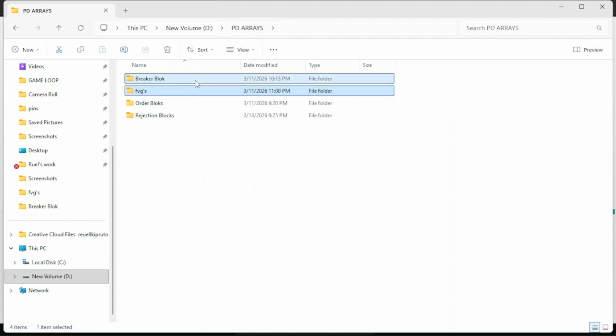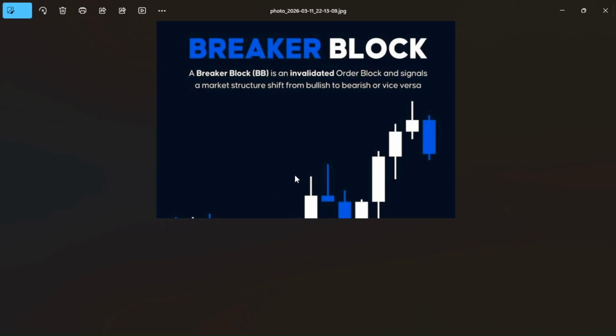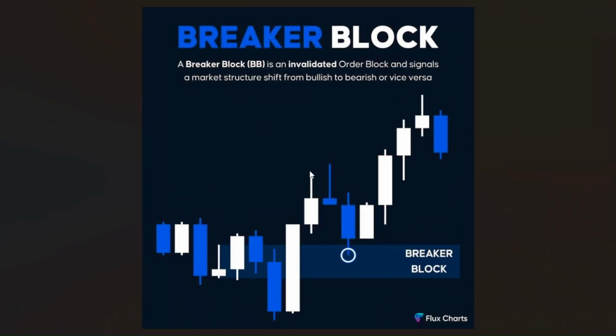All right, so let me take you guys through breaker blocks. Let's see what breaker blocks are. Okay, there we go. So what is a breaker block?